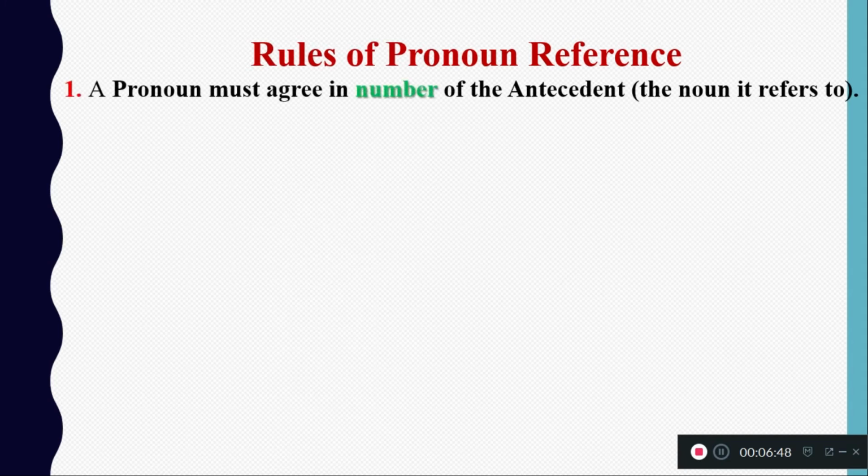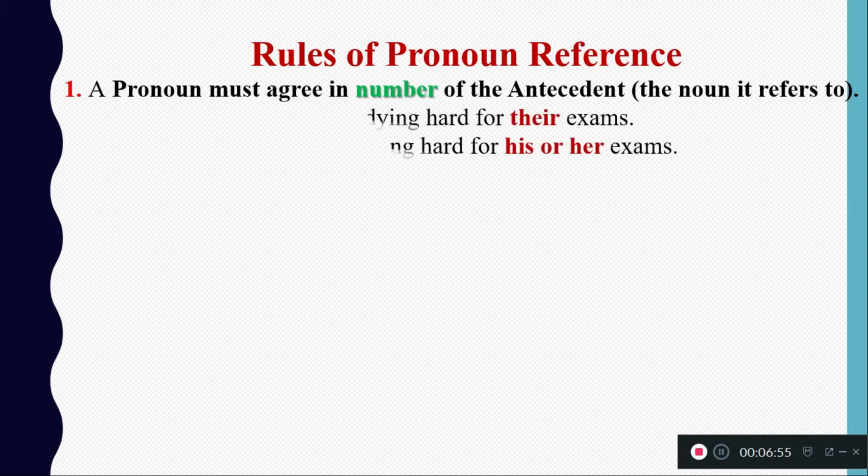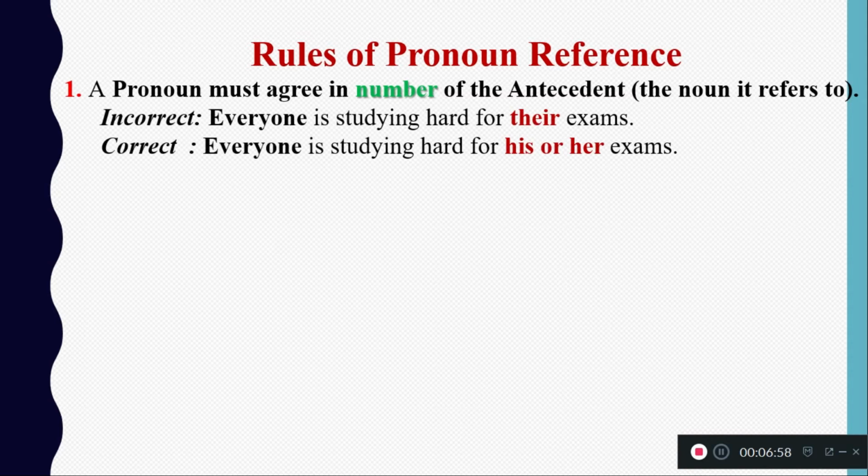First, a pronoun must agree in number with the antecedent or the noun it refers to. For example, everyone is studying hard for their exams. In this sentence, everyone is the antecedent of the pronoun their. You know, everyone is singular, so the pronoun must be singular. So the correct singular pronoun is used in the next sentence. Everyone is studying hard for his or her exams instead of their exams.